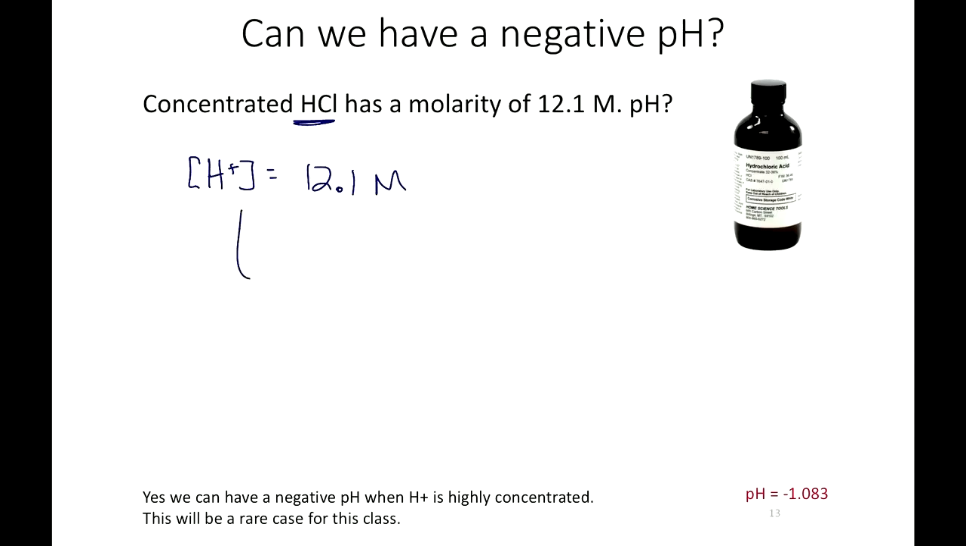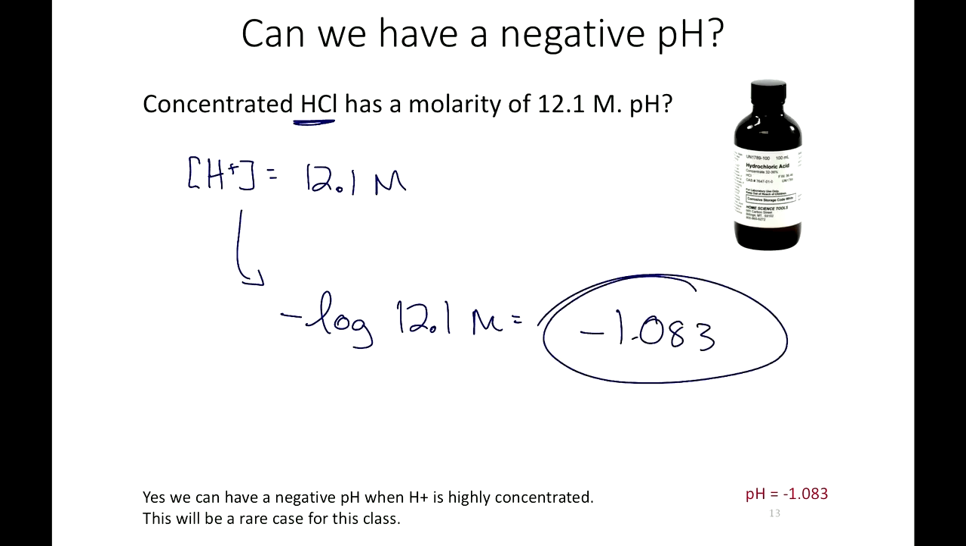So that means if we just take the negative log of this number, the negative log of 12.1 is actually negative 1.083. So yes, we can have negative pHs. Negative pHs are common for really, really concentrated acid solutions. If we have a really, really, really concentrated base solution, we can have pHs above 14 as well. All right. Again, you just plug it into the negative log expression to get that pH value.